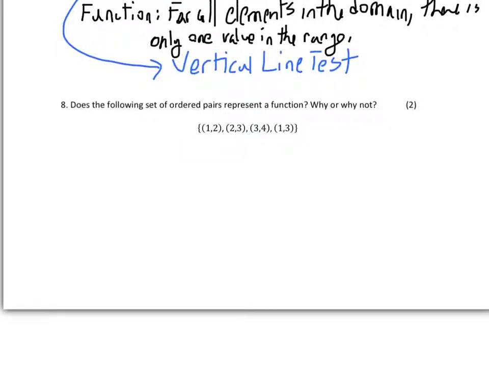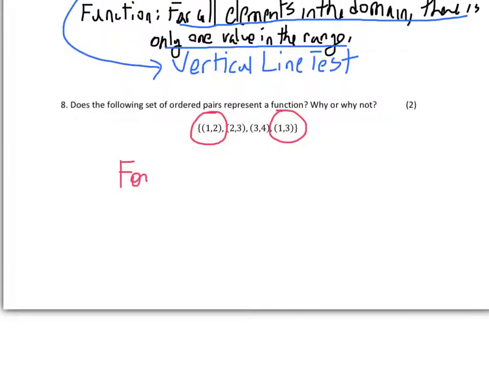Next question here. Does the following set of ordered pairs represent a function? Why or why not? Well, we still have the definition up above, and that says for all elements in the domain, there is only one value in the range. This is going to fail to be a function because of these 2 points I'm circling. For 1 in the domain, there are 2 values in the range.